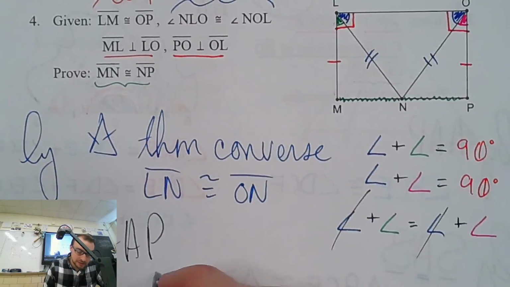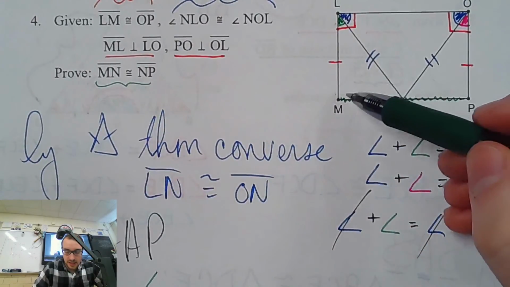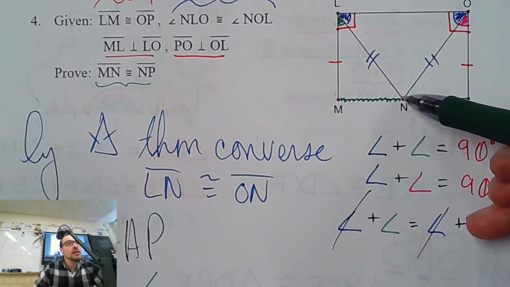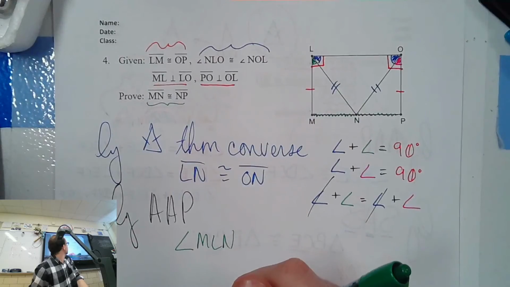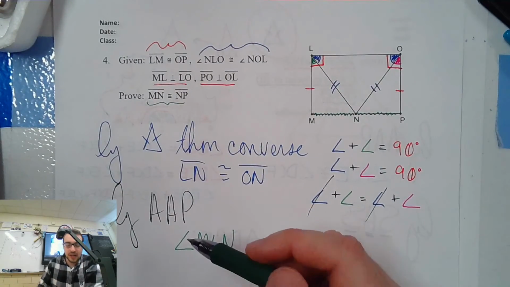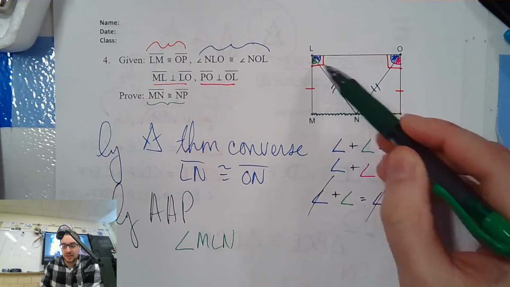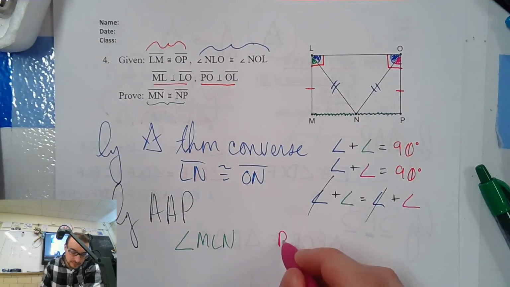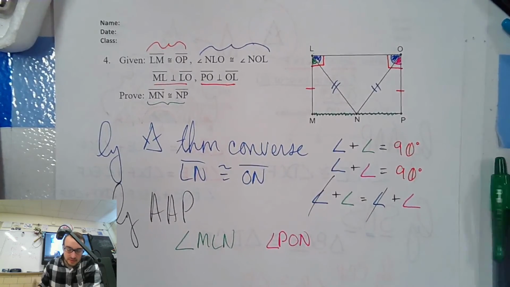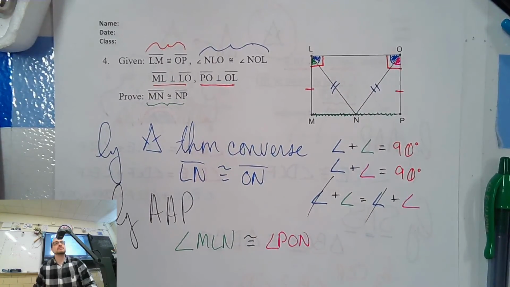What's the name of the green angle? Looks like MLN, yeah? You can't see what I'm doing. So by angle addition postulate, I know MLN is congruent to the other angle, which is PON. How about them apples? Getting it? Marissa?